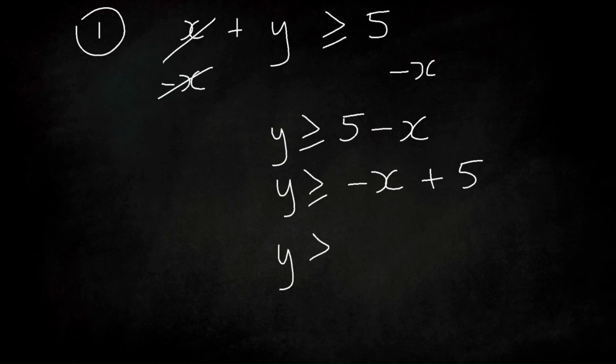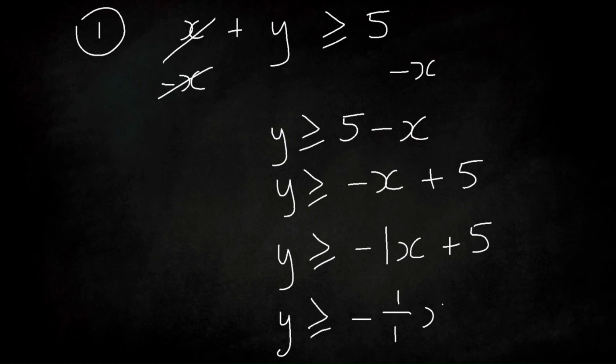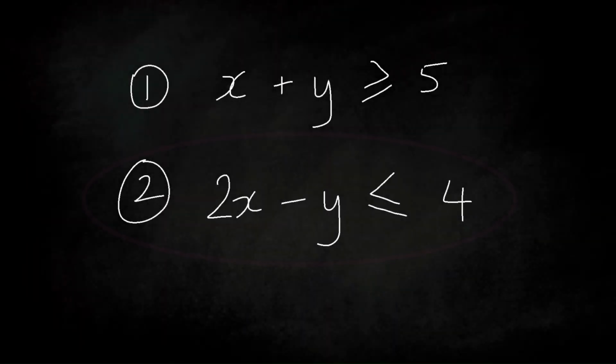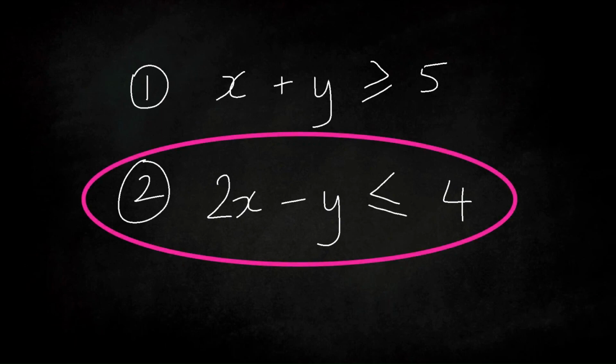Then, I want x made into a fraction. Negative x is the same as negative 1x, which is the same as negative 1 over 1x. Therefore, the final inequality to graph is y is greater than or equal to negative 1 over 1x plus 5. Now that we have the first inequality done, let's reformat the second inequality to mx plus c.